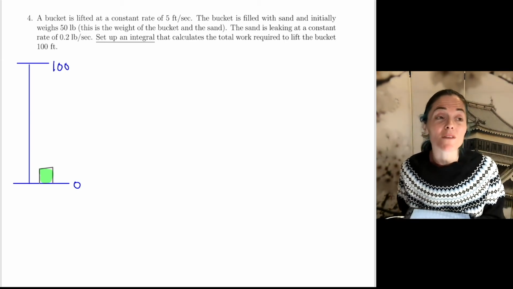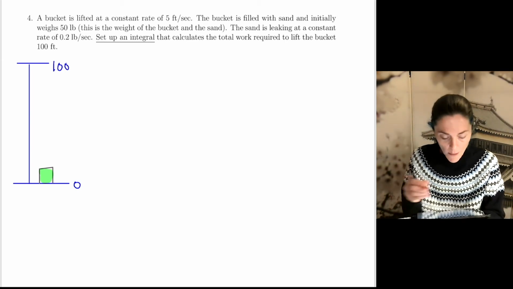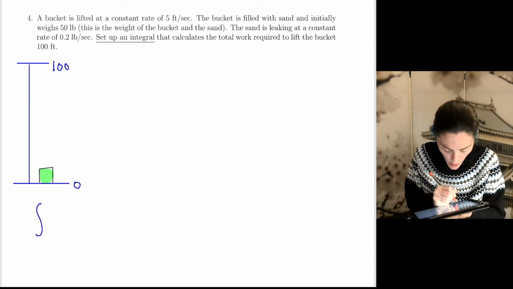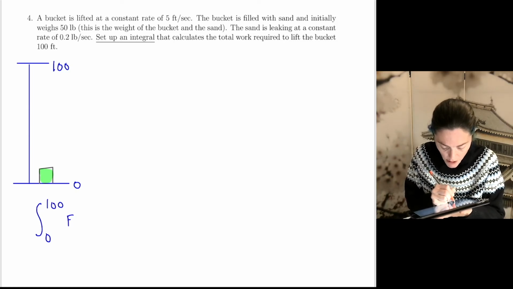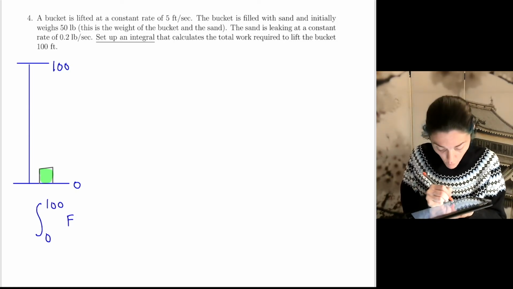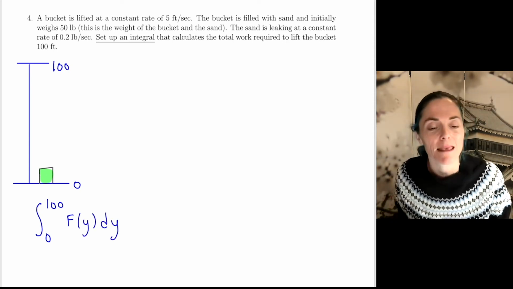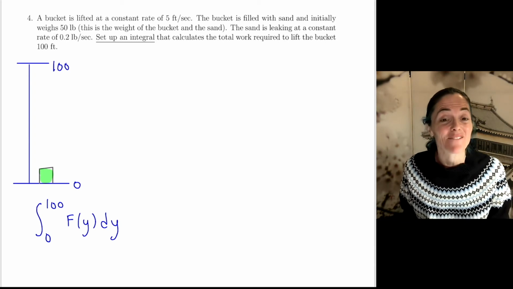So this is work with variable force. Let's write what I need. I need an integral. We would integrate 0 to 100, the force function, written as a function of y, my height, dy. But I don't have that function. I need to figure it out.